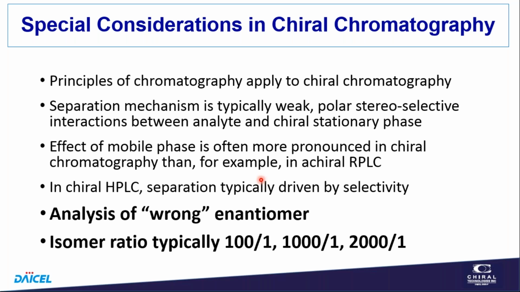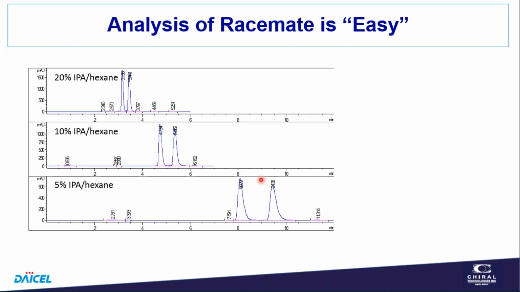So we're analyzing the wrong enantiomer or the undesired enantiomer. The isomer ratio is typically like 100 to 1 or 1,000 to 1, 2,000 to 1. So analysis of racemate is, by comparison, easy compared to analyzing for the minor enantiomer. And in this example, this was on a separation, I think, on a Chiralpak IA.